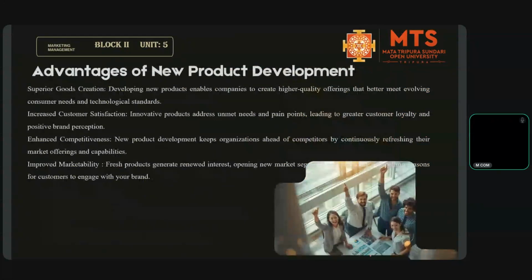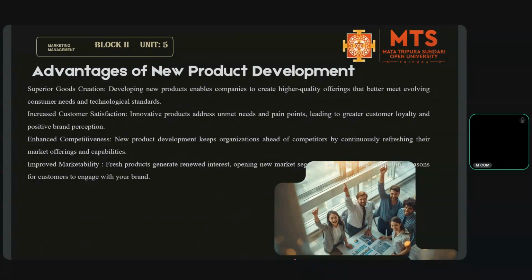Next, advantages of new product development. What is the advantage? Because we already have different products and certain criteria or prior products. Why do we need a new product? And what are the advantages? The first advantage is superior goods creation. If we create goods that are particularly different from other people's, then it is very helpful.